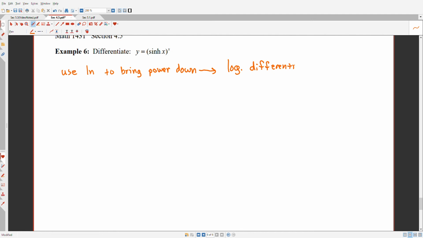So I now have the natural log of y will equal the natural log of this bizarre function, sinh of x to the x. I can bring that exponent down, and now I have this. So I am now going to differentiate this term and this term. So now I'm just going to do an x derivative.